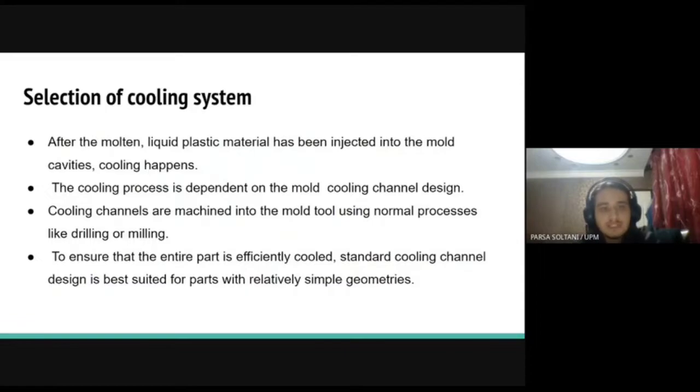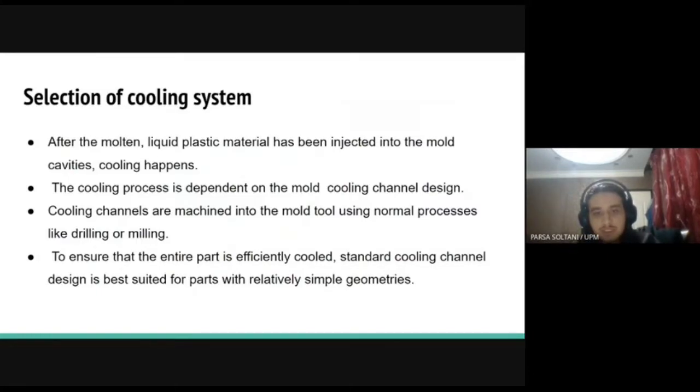So we need a cooling system, and there are many cooling systems. We needed to select a cooling system out of the many that there are. First of all, why do we need a cooling system? Because after the molten liquid plastic material has been injected into the mold cavities, cooling happens because we need to harden the plastic. The cooling process is dependent on the mold cooling channel designs.